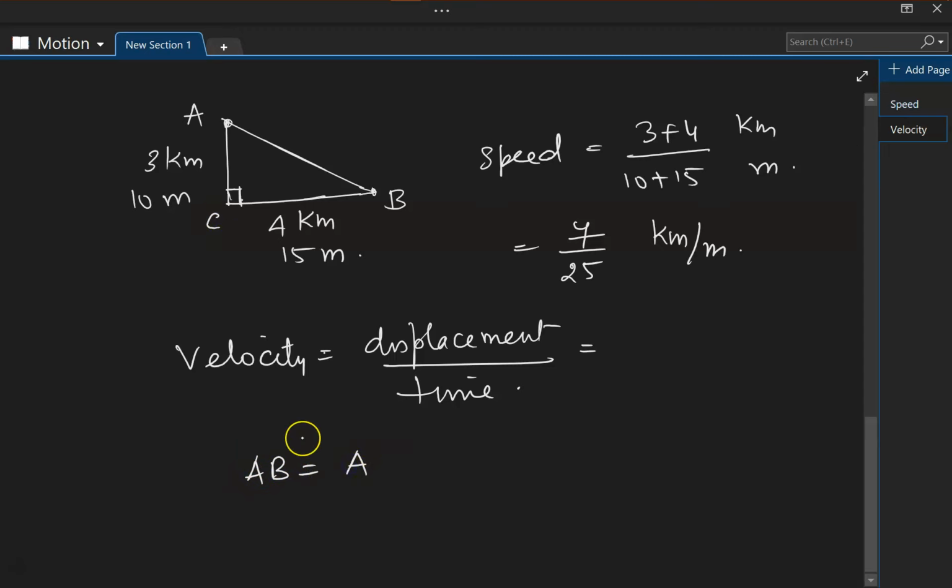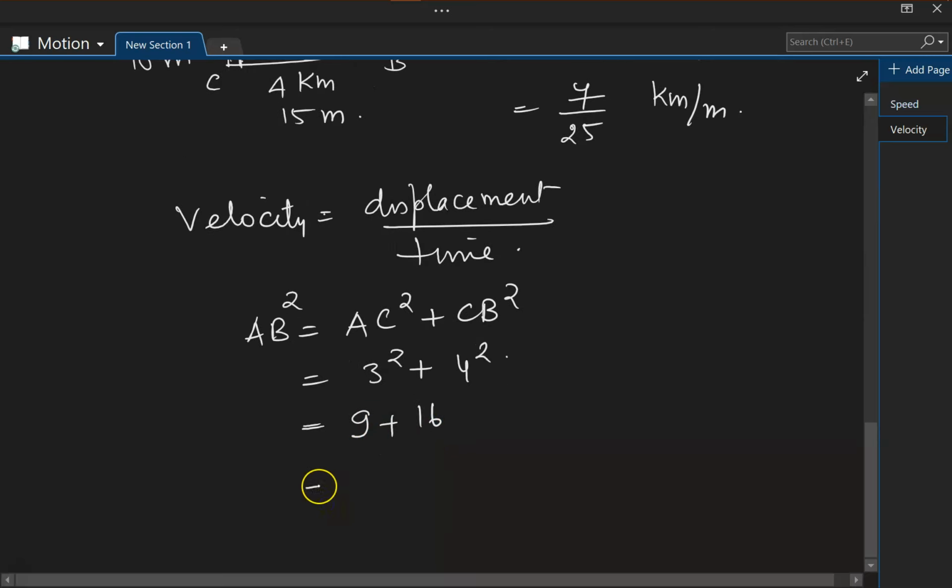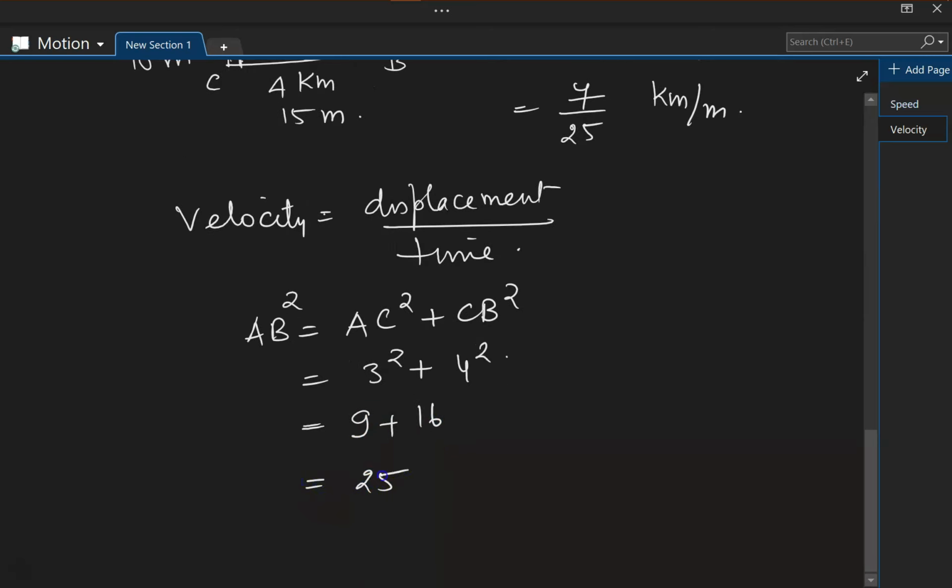We know AB square is equal to AC square plus CB square. AC square is 3 square plus 4 square, 9 plus 16, and this is equal to 25. AB square is 25, so AB is equal to 5.